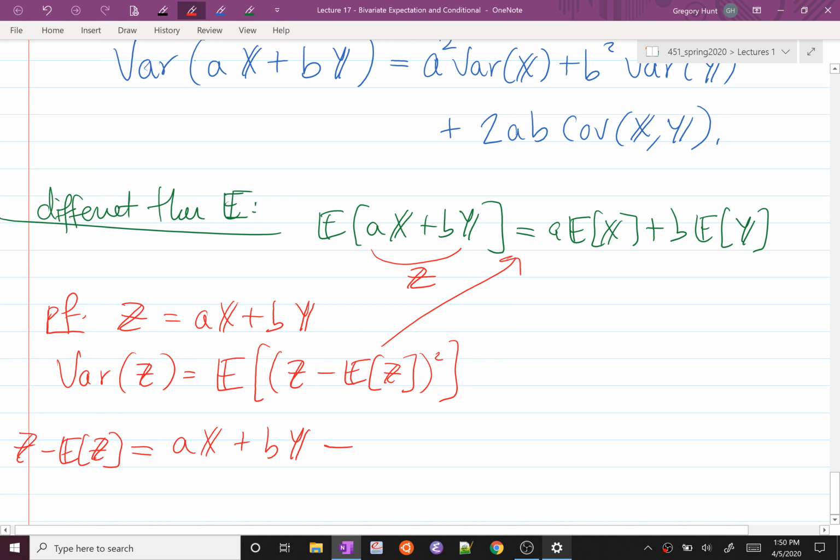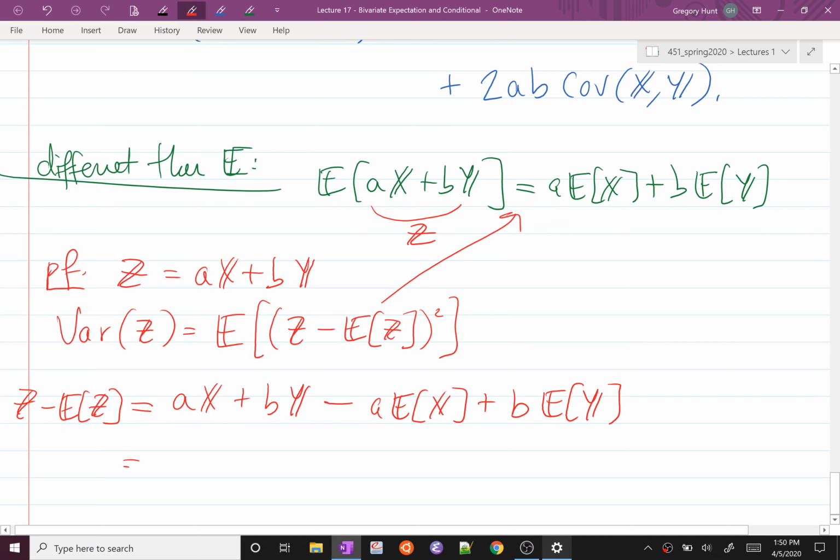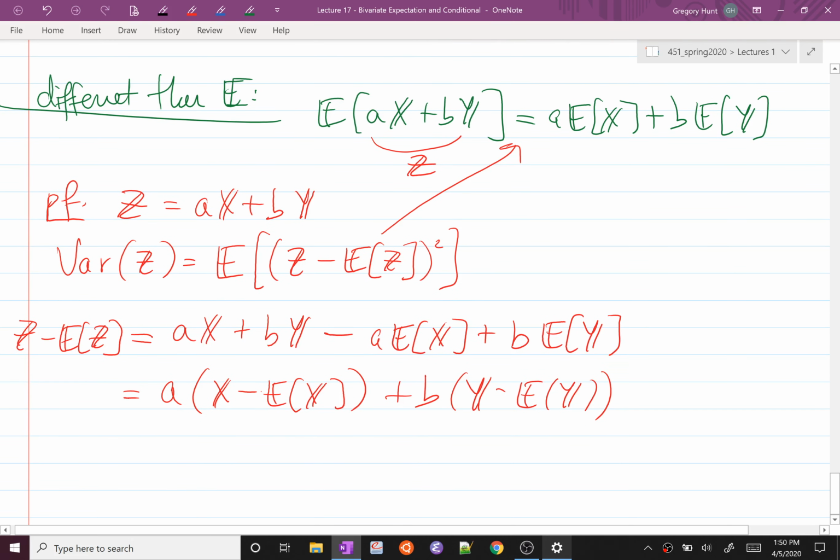E of z is a E of x plus b E of y. And I can rearrange these. I can just do some common factoring. This is a times x minus E of x plus b times y minus E of y. Something like that. And now I want to square this thing.